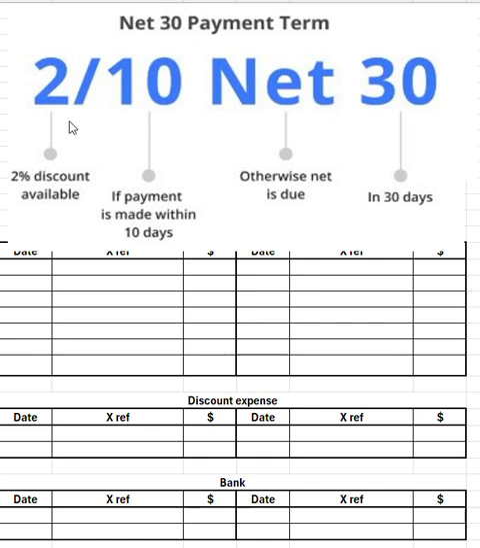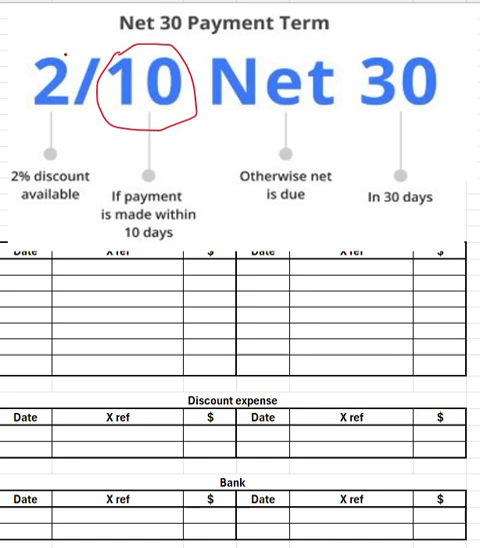Now, there's a discount on the table here. If we pay within this second number, 10 days, then we qualify for a 2% discount. So that would mean we only need to pay 90% of the amount owing. The rest is a discount that the customer receives.